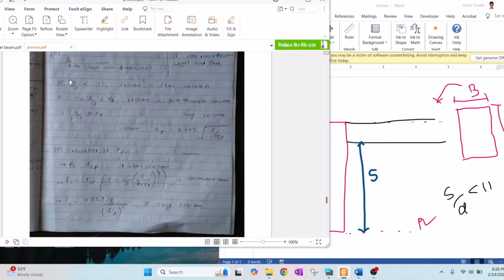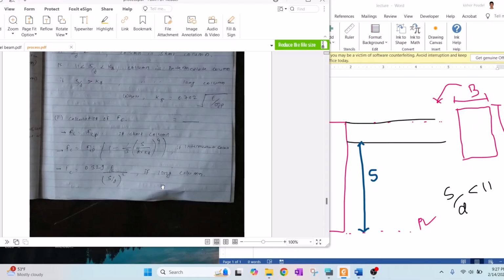So here is the main formula for S by D. We know what S is and what D is, and we can categorize the column depending upon this ratio. After calculating S by D and categorizing the timber column, we can calculate the value of FC, which means the permissible compressive stress of the column member. If the column is a short column, then FC is equal to FCP.